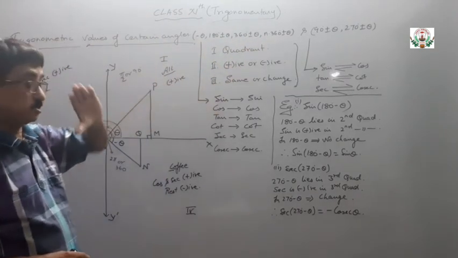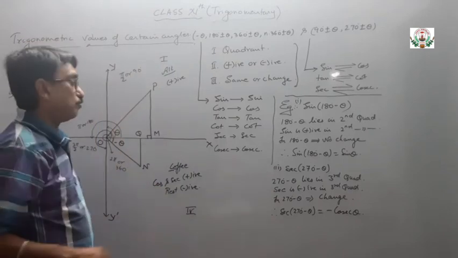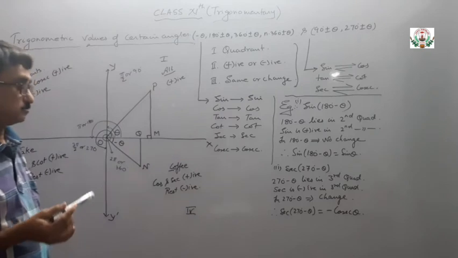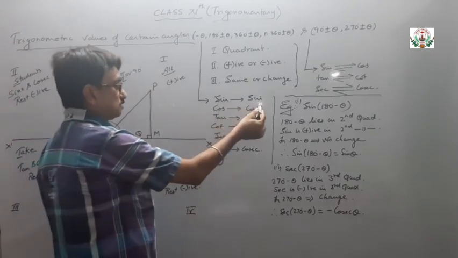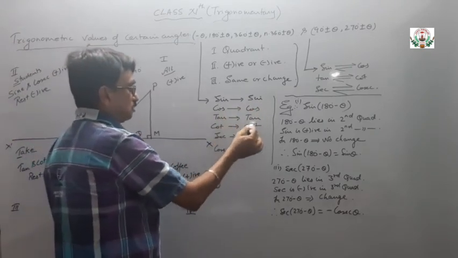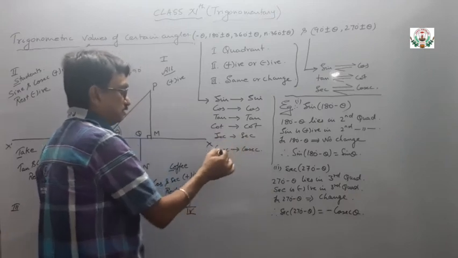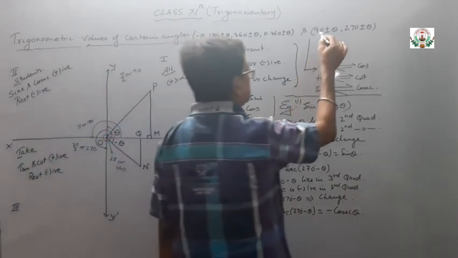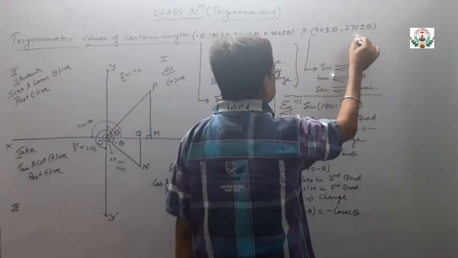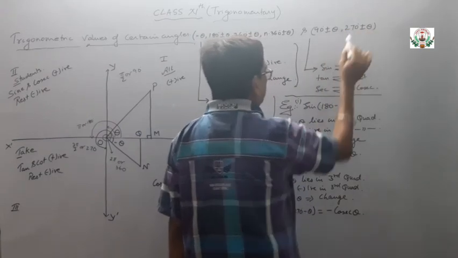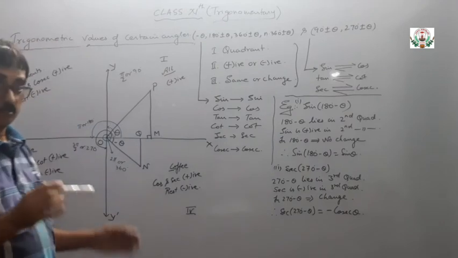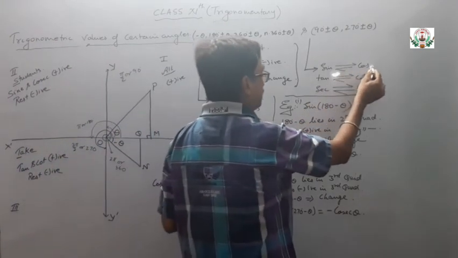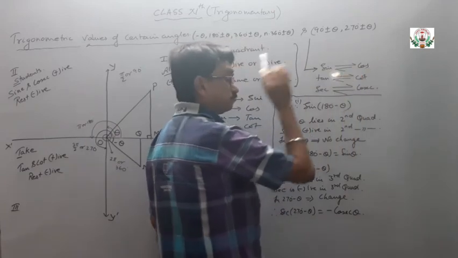In these 7 cases, if you are getting this type of format, if the question is in sine, your result will also be in sine. No change in the trigonometrical result. But if it comes as 90 plus minus theta or 270 plus minus theta, then if the question is in sine, the result will be in cos. If it is in cos, then it will be in sine.